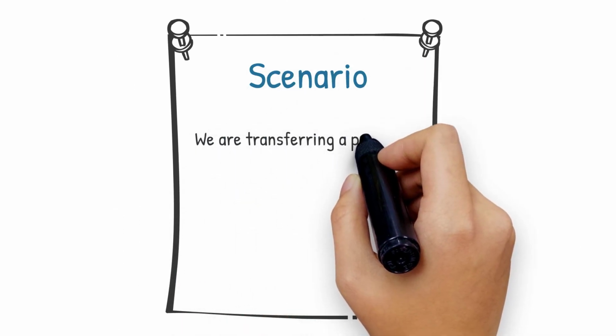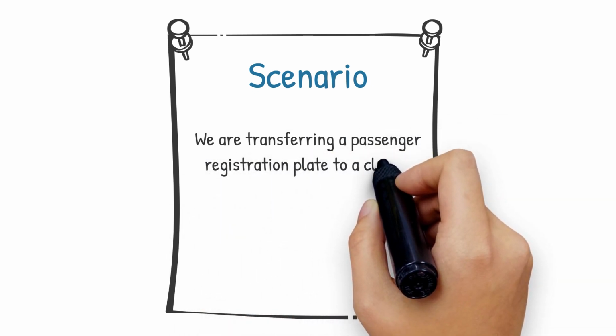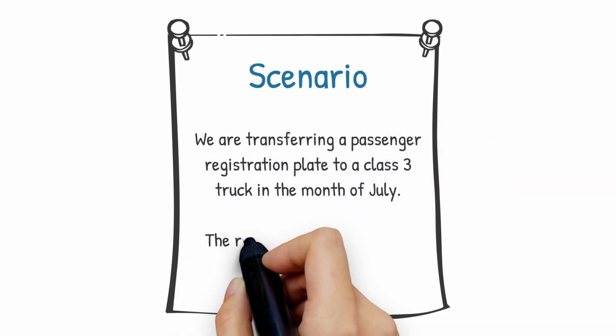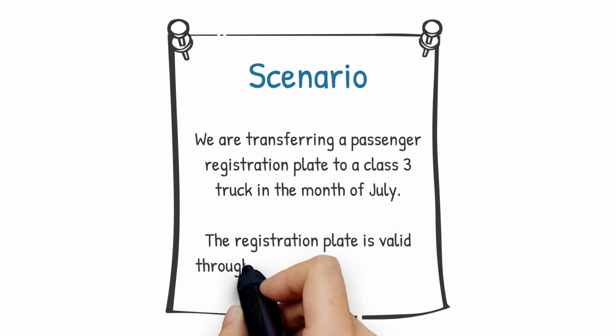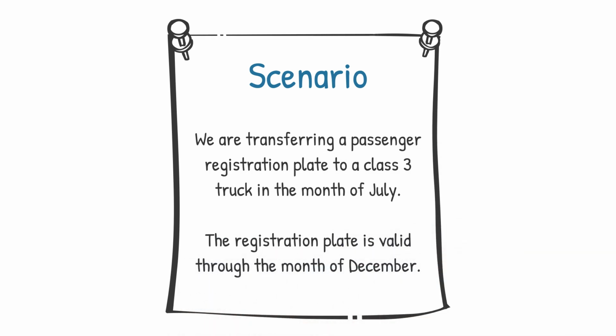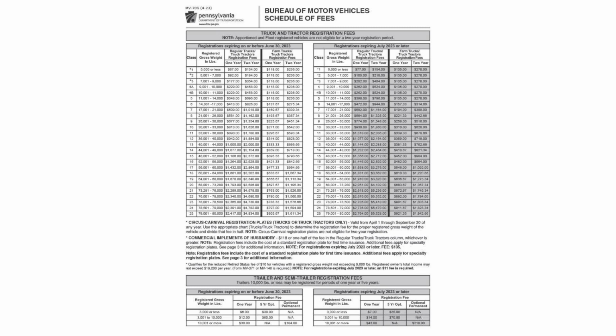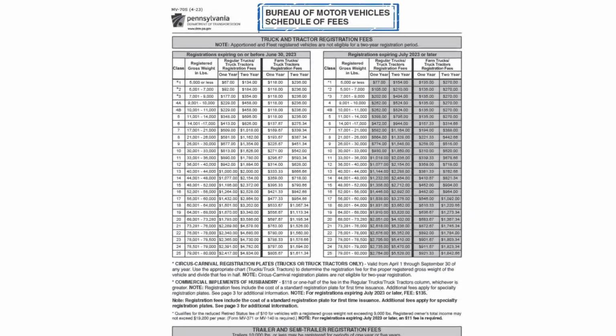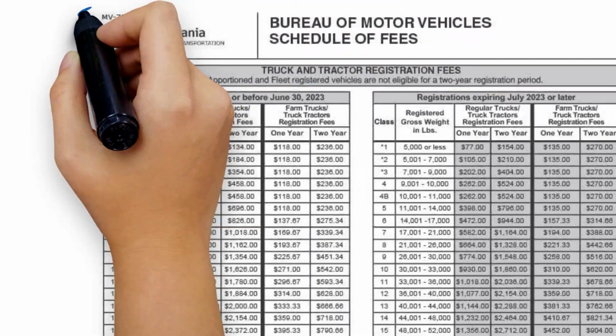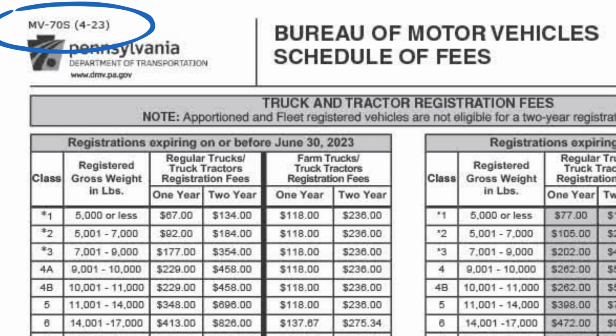We are transferring a passenger registration plate to a Class 3 truck in the month of July. The passenger registration plate is valid through the month of December. First thing we need to do is figure out the registration amounts for both plates per month. To do this, we will use the Bureau of Motor Vehicle Schedule of Fees, also known as Form MV70S.